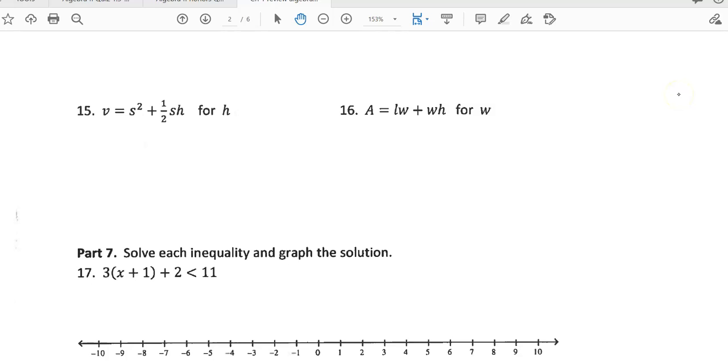So getting a little tougher here. Let's see, try this one. So I'm going to move this one over. So I'm going to subtract that. So I get v minus s squared equals 1/2 sh.